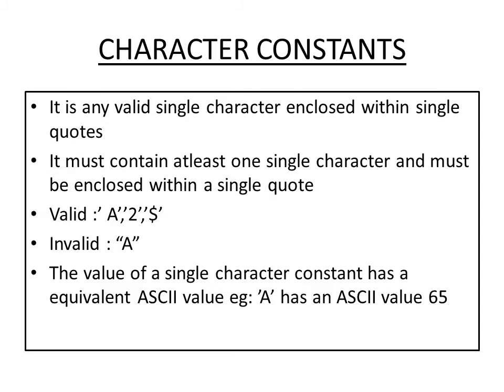Next is character constants. It is a valid single character enclosed within single quotes. Any type of letter or digit enclosed in single quotes will represent a character constant. It must contain at least one single character and must be enclosed in single quotes. These are the valid and invalid character constants. The value of a single character constant has an equivalent ASCII value. Example, capital A has the ASCII value of 65.